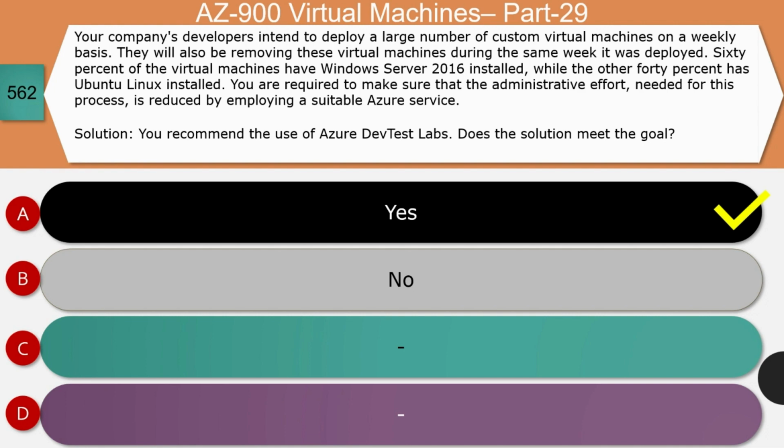Let's see the reason. Azure Dev Test Labs is a service offered by Microsoft through their Azure Cloud Computing Platform. It allows developers to quickly create virtual machines and other resources for development and testing purposes. It also provides features for managing and monitoring these resources, including the ability to set policies for automatic shutdown and cost management. And that's why option A is correct.